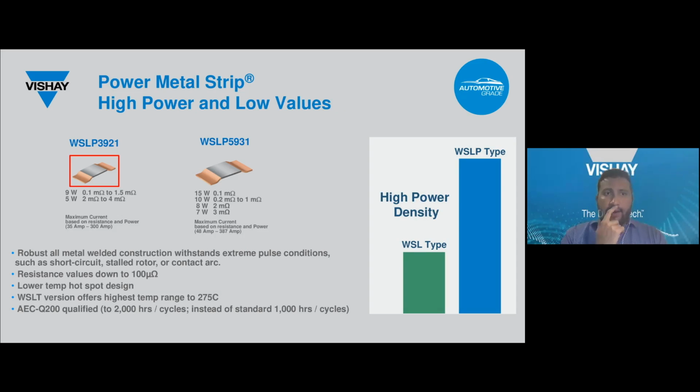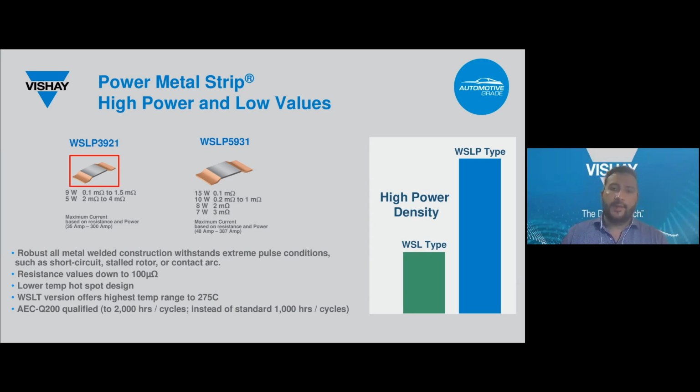As mentioned before, the WSLP 3921 was selected in this design. The Vishay power metal strip design features an all-metal welded construction, so no substrate. WSLP also features a high power density compared to our standard WSL. For the 100 micro ohm selected, it offers a higher power rating, up to 9 watts for this package size. If a higher power is needed, the WSLP 5931 could be used.